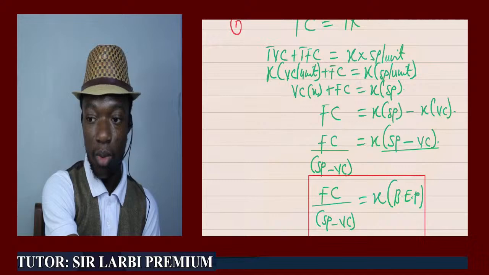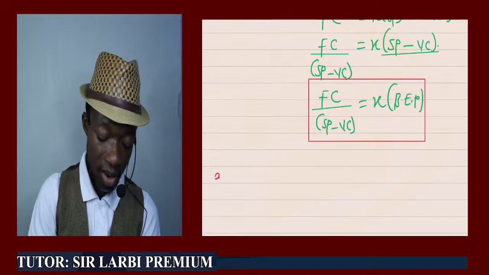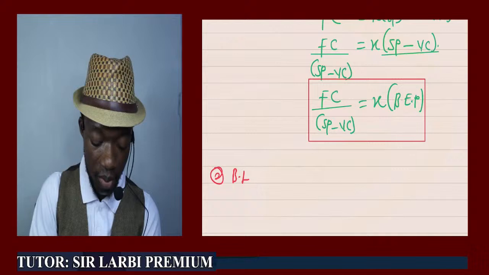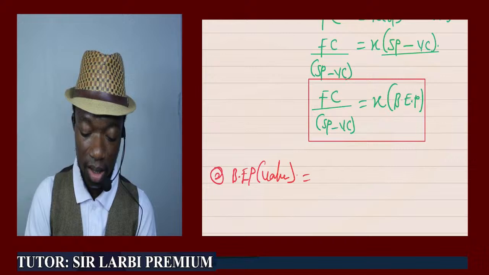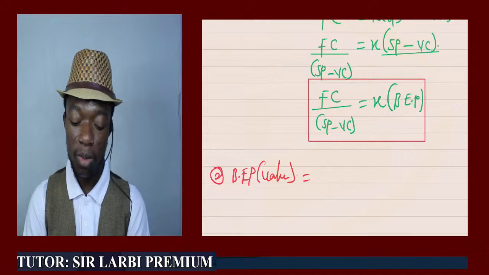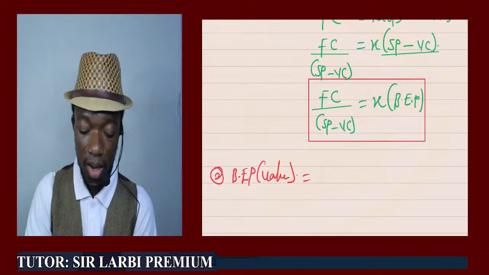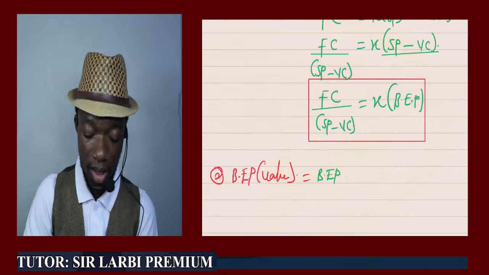The second one, formula two, is the value. So what is then break-even point in value? So we have our BEP in value. Value is very simple. Just multiply by the selling price, because you're looking out for value. Multiply the break-even point in unit by the selling price per unit, and you are good to go. That is all. So here it is our break-even point in unit, that is from formula one.